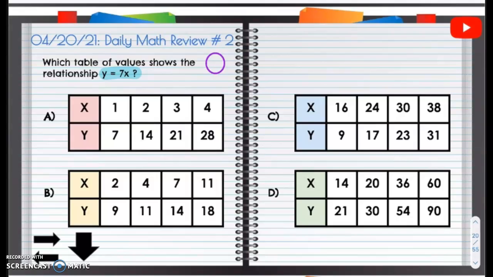So let's start. 14 times 7, that is not 21. That's when you add it. 16 times 7, whoa, that's when you subtract it. 2 times 7, nope, that's when you add it.